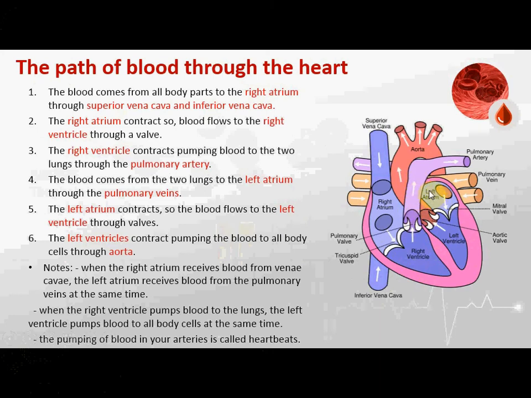In the left atrium, blood comes to the left atrium through the pulmonary veins. This is the orange one. Then the left atrium pumps or contracts to pass blood from the left atrium to the left ventricle. Left atrium contracts, so blood flows to the left ventricle.